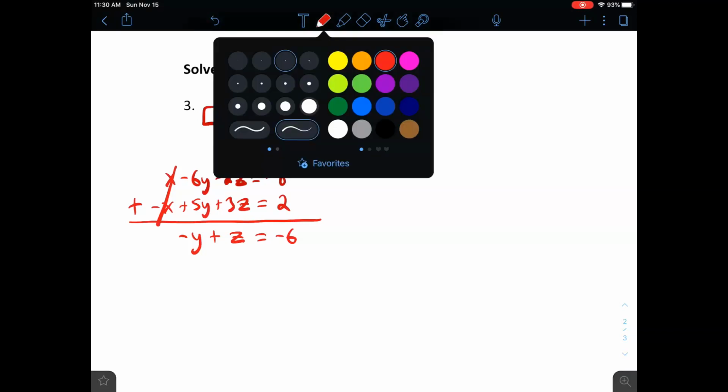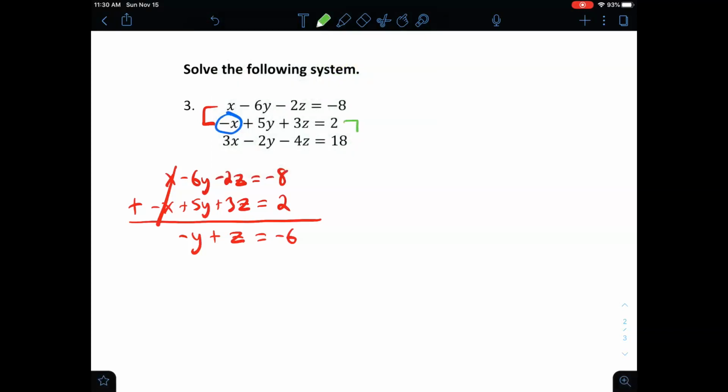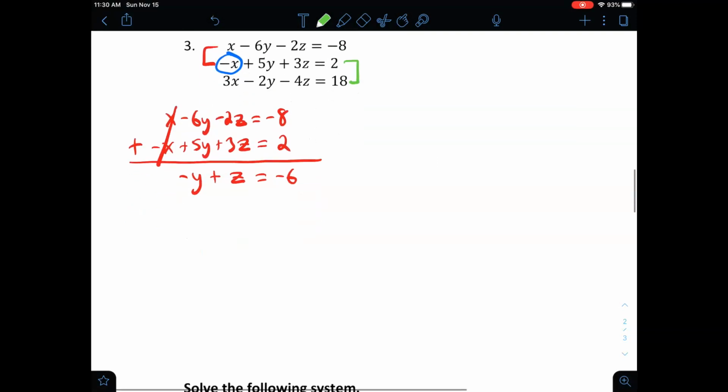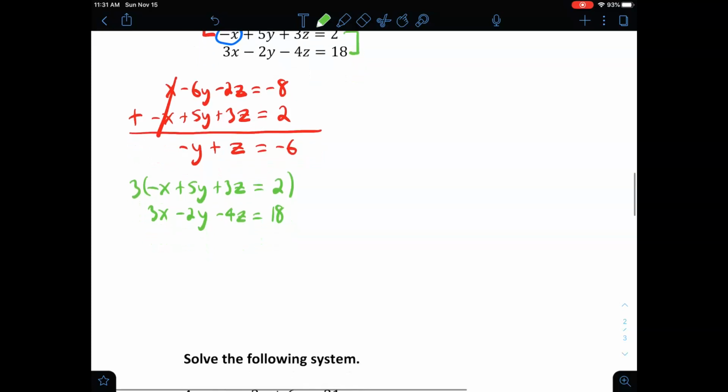All right, now we need to use the middle equation to cancel the x's. We canceled x's, we've got to cancel x's again. We've got to keep going and continue all the way through. So let's go ahead and write that down. We have negative x plus 5y plus 3z equals 2, and we have 3x minus 2y minus 4z equals 18. All right, I want to cancel the x's again. We're going to use that middle equation again. What can I multiply this top equation by to get the opposite of 3x? Well, the opposite of 3x is negative 3x, so I can multiply the negative x by 3 to get negative 3x.